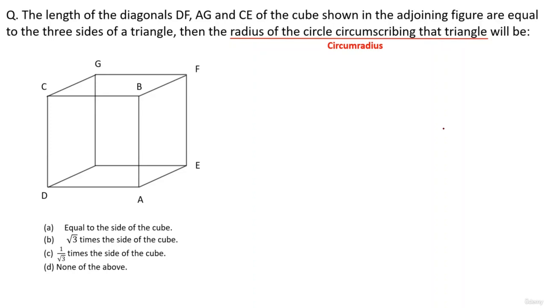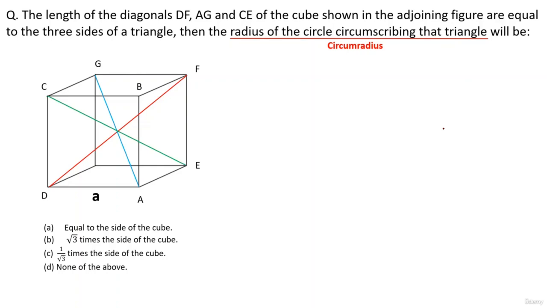Okay. So let's go on further now. If you talk about the circumradius, if you talk about the triangle also, the triangle is formed by taking three sides. And what are the three sides? The diagonals DG, DF, AG, and CE for this given cube, right? For this given cube, the diagonals are taken as the sides of the triangle. Let us take this edge of the cube as equal to A units.